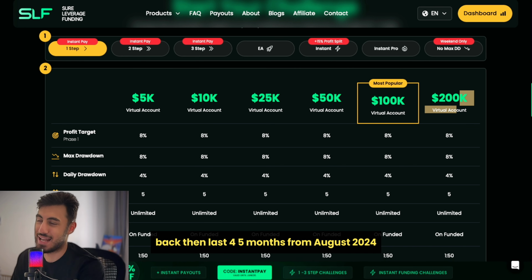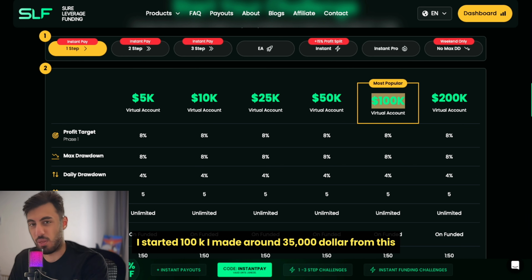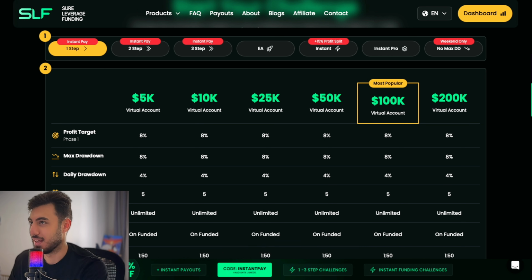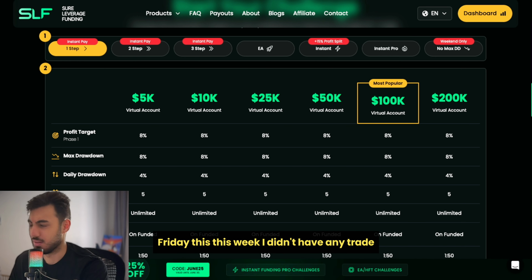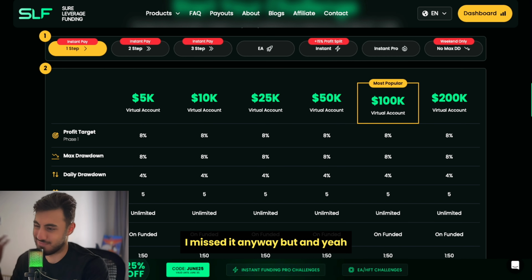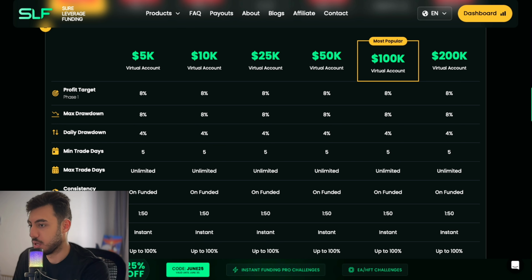Back then, about 4-5 months ago from August 2024, I started with 100K. I made around $35,000 from this. Now I'm with the 200K, which I passed, I think, last Friday. This week I didn't have any trade. I had one good trade on the gold, but I missed it anyway. So I'm fine with the 200K.